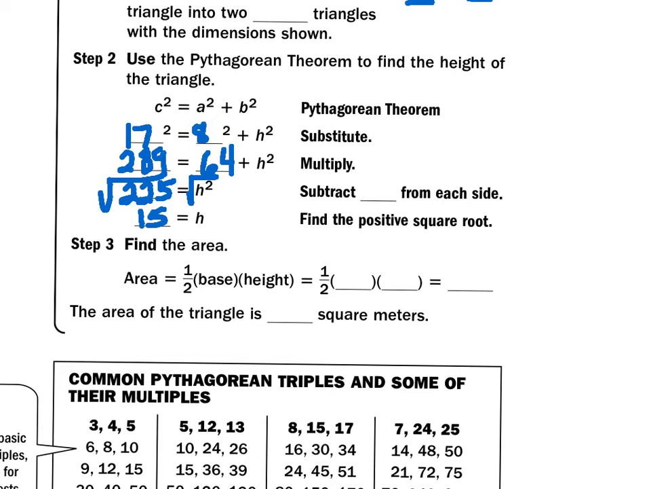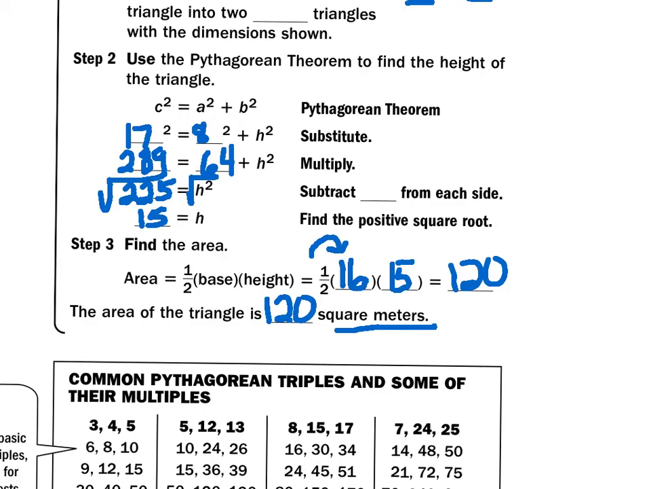So area is 1/2 of the base. Remember, the whole base of the triangle was 16, and the height we found was 15. So we can multiply this half times any of these numbers, or I can multiply first, but it's easier to say half of 16, isn't it? So half of 16 is 8, and 15 times 8 is 120. So the triangle is about 120, and make sure you put units on it, square meters.